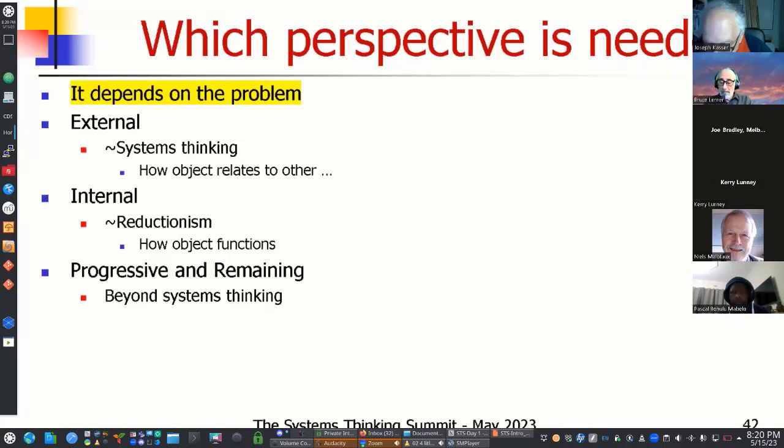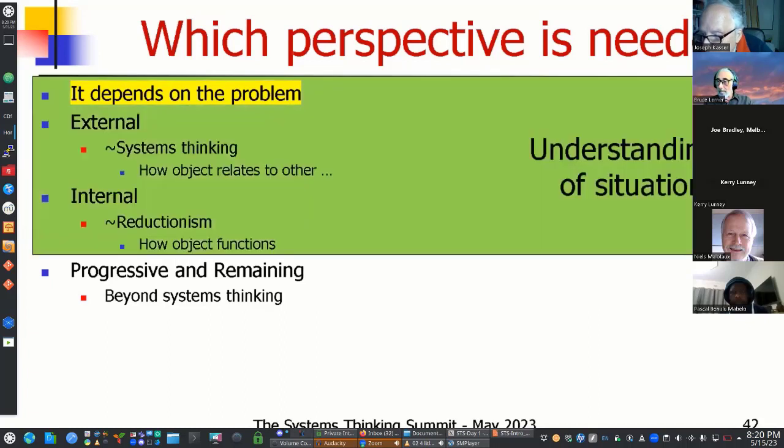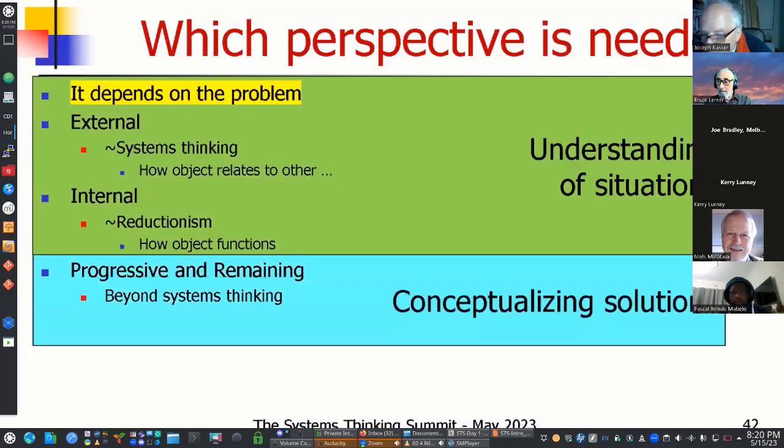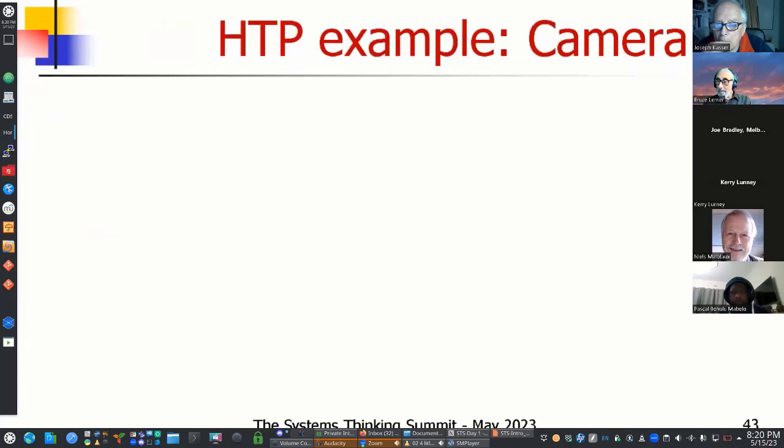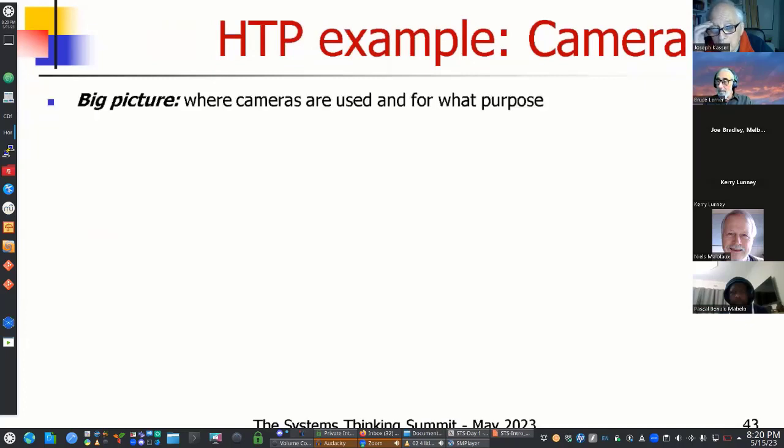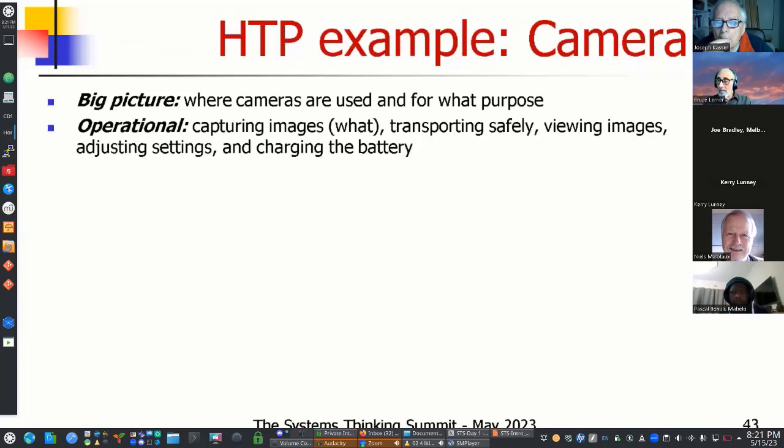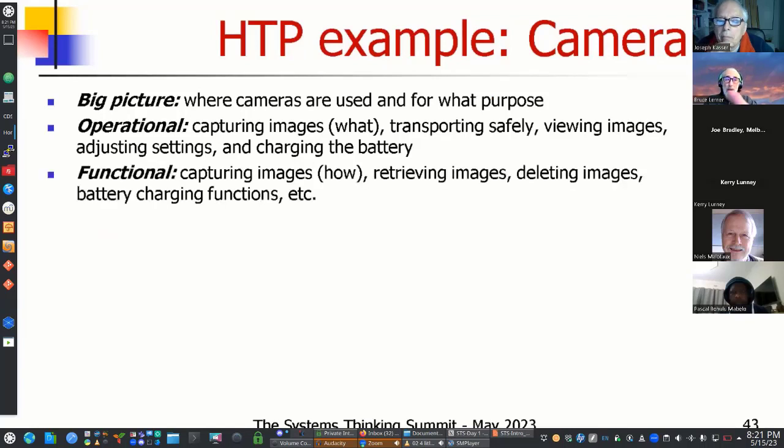If we want to come up with solutions, then we look at the progressive and remaining perspective. The external and the internal perspectives help us understand the situation. The progressive and remaining perspectives help us conceptualize solutions. Here's an example. Consider a camera. The big picture is where the camera is used and for what purpose. Operational deals with capturing images, transporting them, viewing the images, adjusting the settings, and charging the battery.